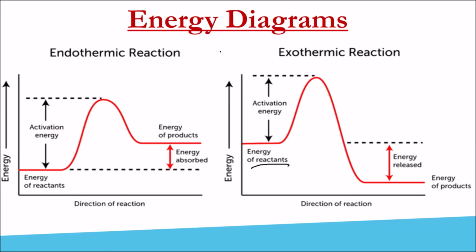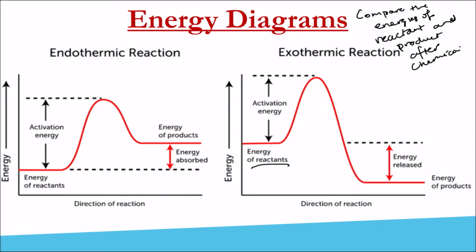Here we have something called an energy profile diagram. An energy profile diagram is used to compare the energies of a reactant and product after a chemical reaction has occurred. Let's look at some features. On the left hand side we have the energy of the reactants, and on the right hand side we have the energy of the products.